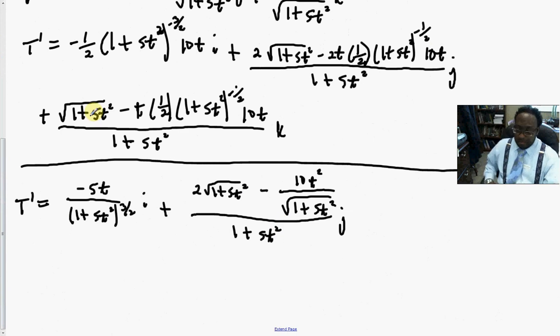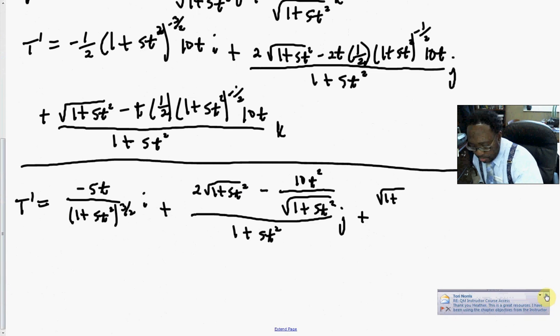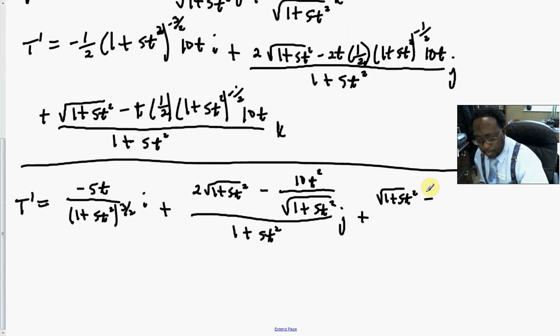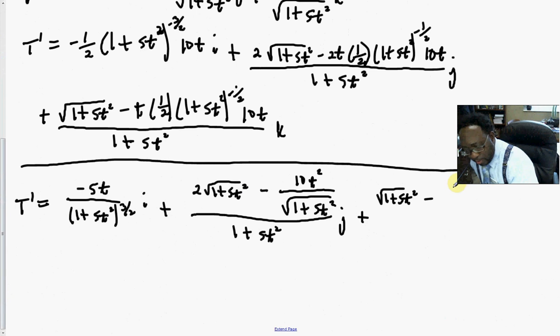The k-th position does the same thing, so this is plus the square root of 1 plus 5t squared minus t times t, which is t squared, and 1/2 times 10 is 5, so we get 5t squared in the numerator divided by the square root of 1 plus 5t squared, all over 1 plus 5t squared, k.